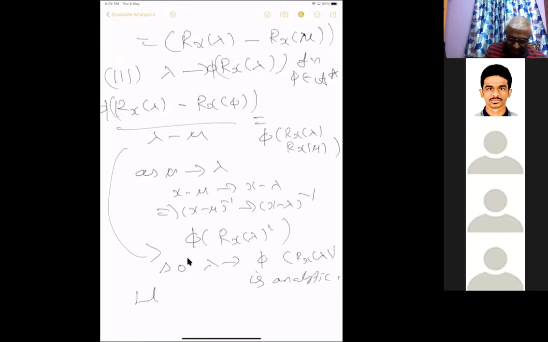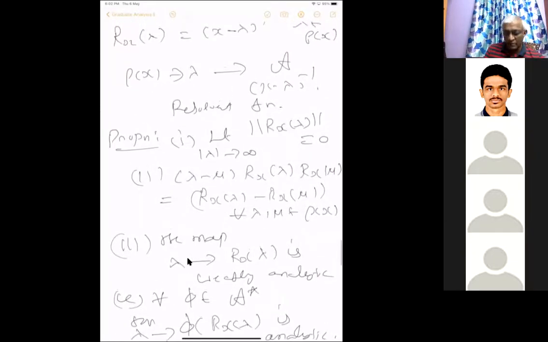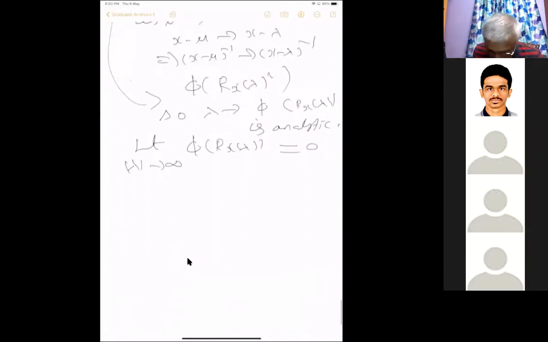And it's clear that the limit as mod lambda goes to infinity of phi of Rx lambda is equal to 0. Since we know, from the first part, that the norm of Rx lambda goes to 0. So the modulus of this is less than or equal to norm phi times norm of Rx lambda. Okay, so that goes to 0, so this goes to 0. So the first part is also proved.